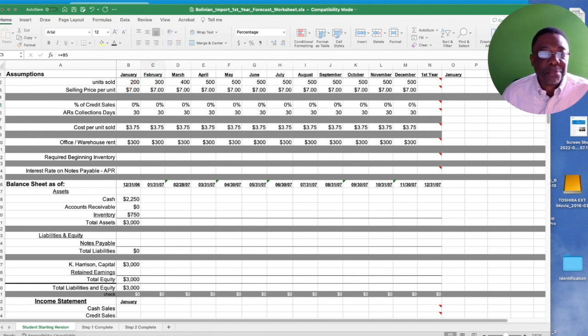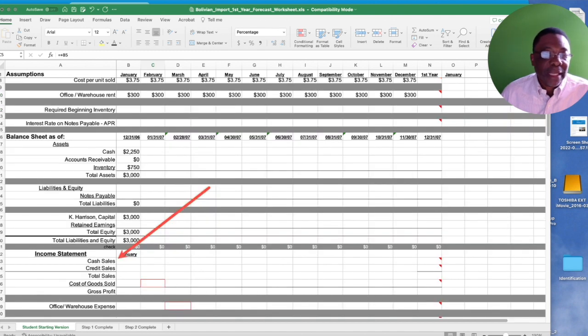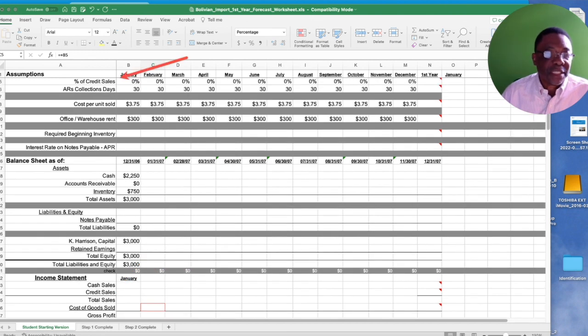After we populate the income statement on the worksheet, we're going to play with this number. We're going to play with the percentage of credit sales to see how it impacts how the income statement works. If you come down here to the income statement, you'll see that we have two categories of sales. We have cash sales and we have credit sales. So this percentage of credit sales is going to impact what we see down here for cash sales and what we see here for credit sales.